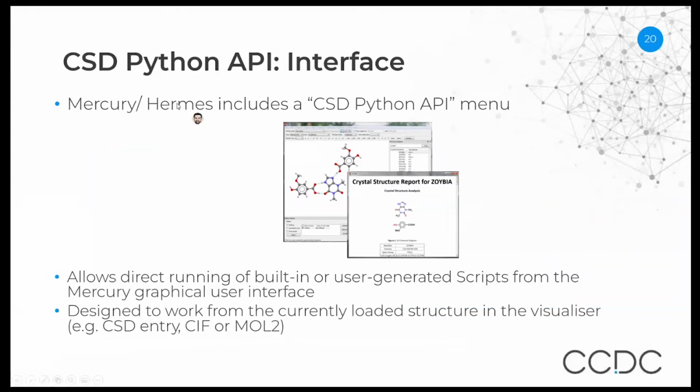Now, the other part that I've mentioned is that you can interface with our software, with the GUI, so Mercury and Hermes, and this can be done through the Python API menu. What it essentially allows you to do is access the scripts that you've written, or the ones that we've built in, and run them on the structures that you have loaded up in Mercury, for example. So you don't have to worry about using the command line and running your analysis through that. So it's very user-friendly in that sense.